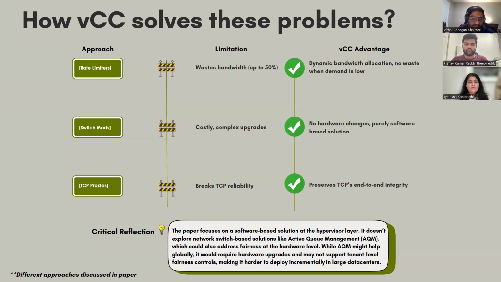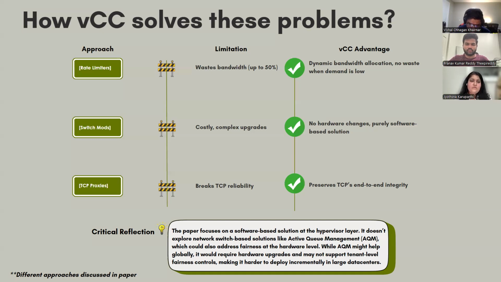And finally, TCP proxies. VCC keeps the full integrity of TCP intact, ensuring applications stay reliable. So what's clear is that VCC is not just a clever idea, it overcomes the key faults of traditional approaches in a simple and scalable way.